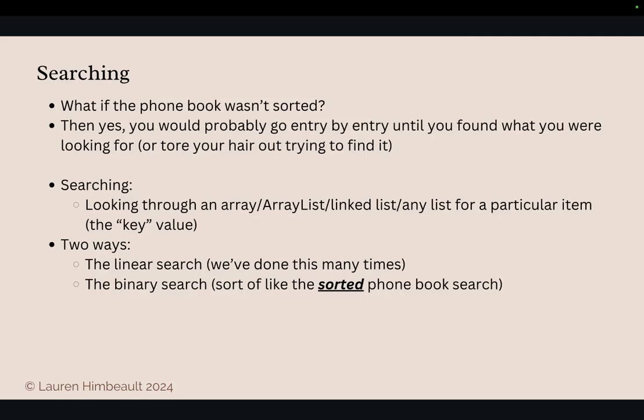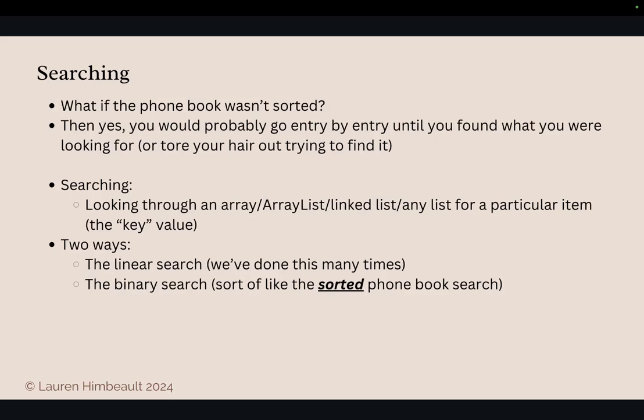So this is two different ways of looking for data in data sets, right? Some ordered data sets, some not ordered data sets. And when we're searching, we're looking through an array or an array list or some kind of list for a particular item. We're looking for a target value or a key value within a list of elements, within a list of values. So there are two different ways to do this.